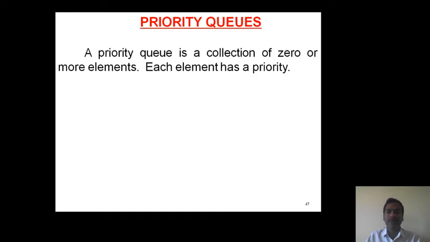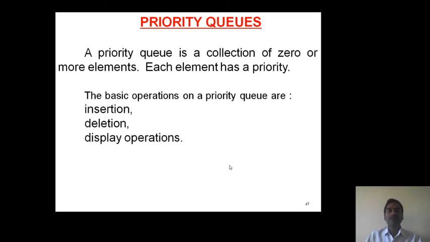Now you are all familiar with priority rules. So the highest priority element is processed first before the lowest priority element. If two or more elements have the same priority, then they follow the order in which they were entered for processing. So these are the priority rules. Now here, the basic operations on a priority queue are insertion, deletion, and display operations.